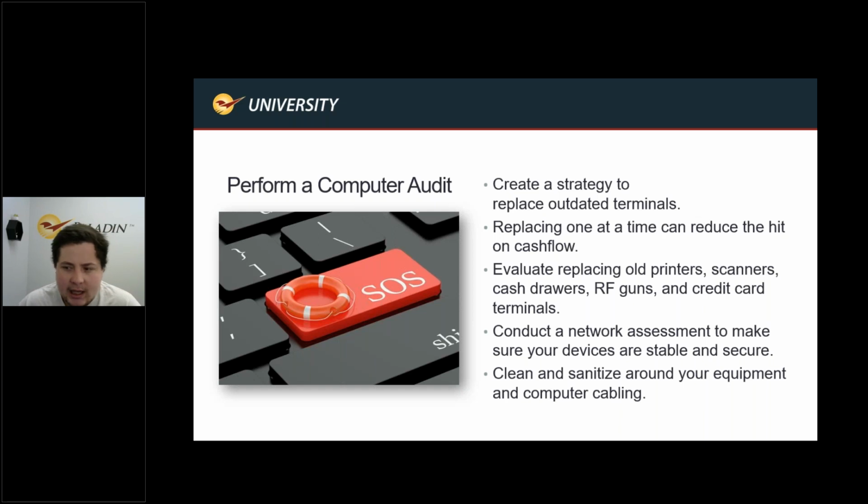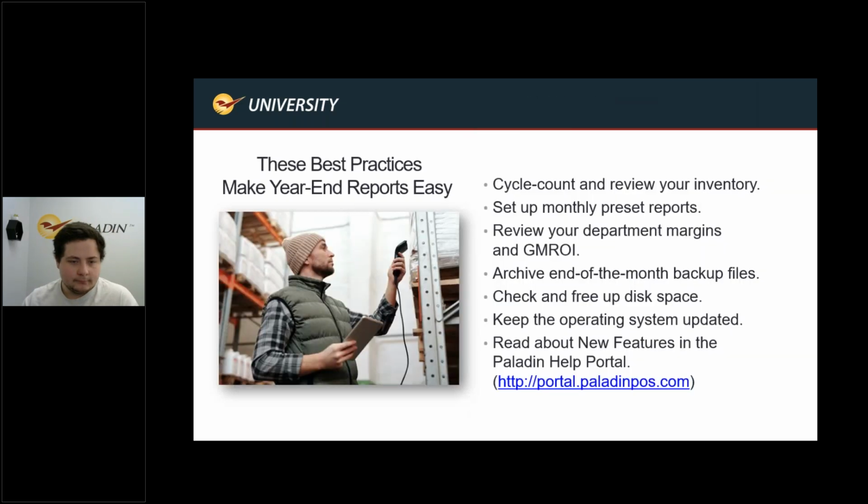And the biggest thing here is just to clean up. At the end of the year, I know it's busy, but if you get downtime, just make sure the place looks clean. Clean up the cabling, clean up the dust, and make sure your place looks sanitized, because when people are running around like crazy, you don't want them looking around at a dirty store. So it's good to make sure everything's clean.